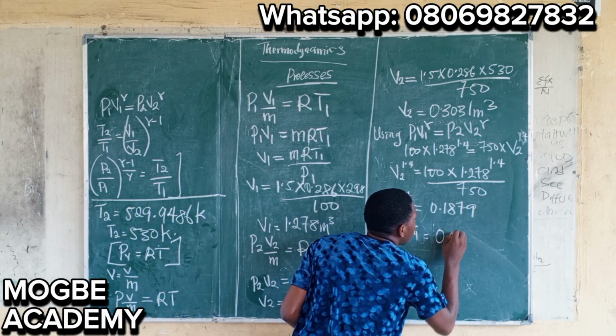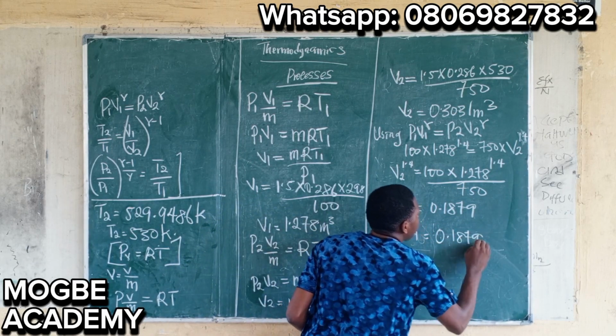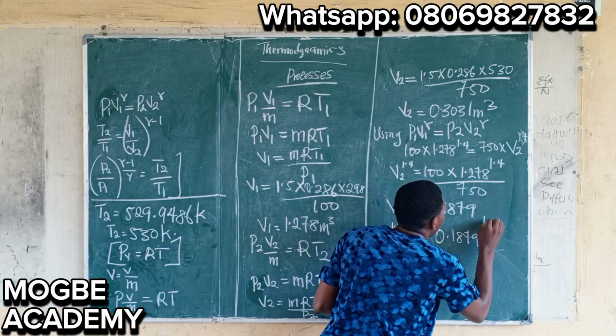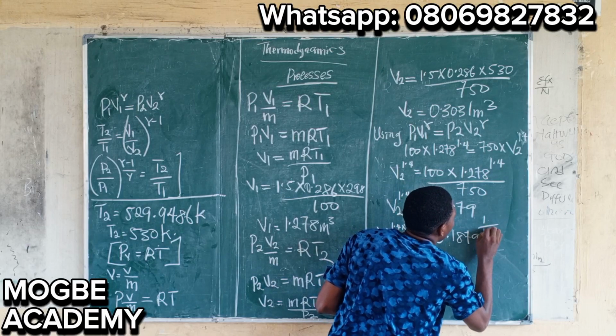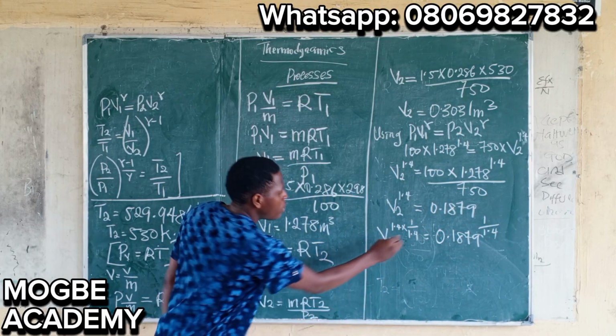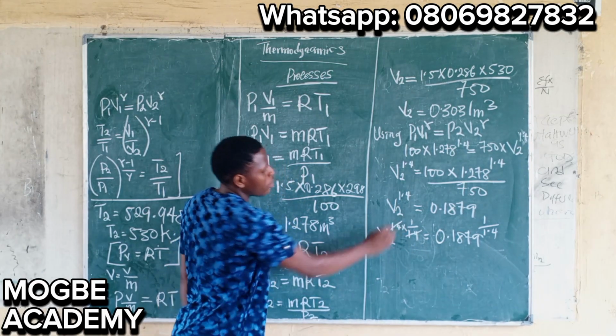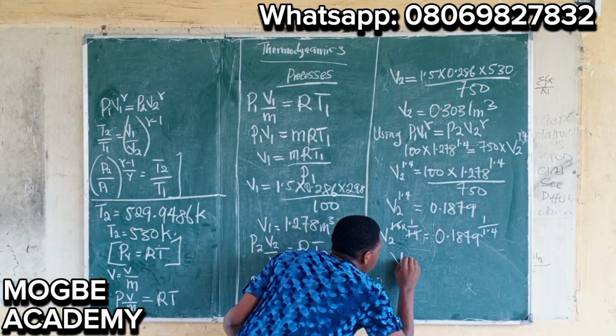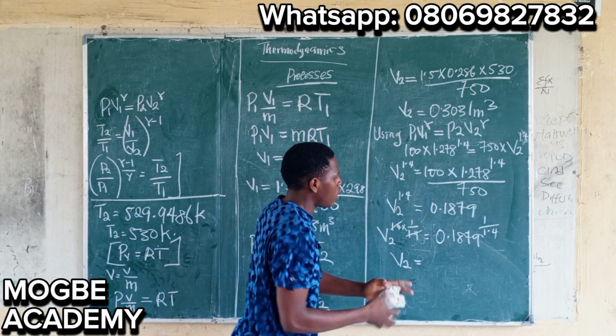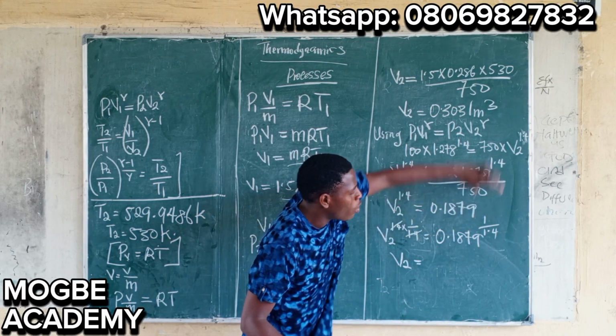And this is equal to, anything you are doing to this side, you are doing to the other side. So 0.1879 raised to the power of what? 1 over 1.4. Now this can successfully cancel out this. So V2 is equal to everything here raised to the power of 1 over 1.4.